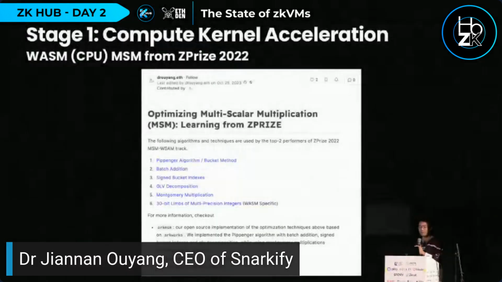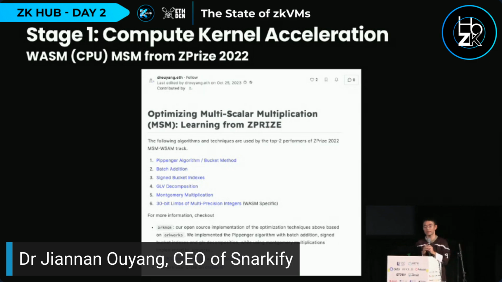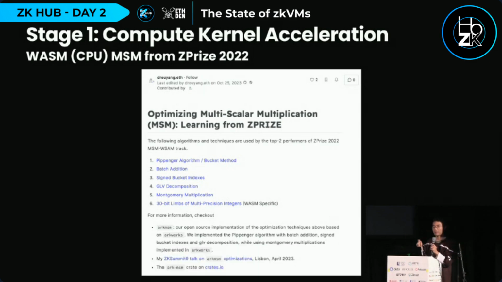Okay, let's start from stage 1, compute kernel optimization. This example is from our Z-Prize 2022 winning. So this is on CPU side, WASM. I'll compare the CPU optimization with GPU optimization a little bit so that you can know why GPU acceleration is kind of unique. So if you look at the algorithms, the techniques we used here, the basic Pippenger algorithm you may have heard of, actually we need to apply 5 other techniques to make MSM on your WASM in your browser really efficient. By the way, this is public on my HackMD. You can easily find it online if you search for it.